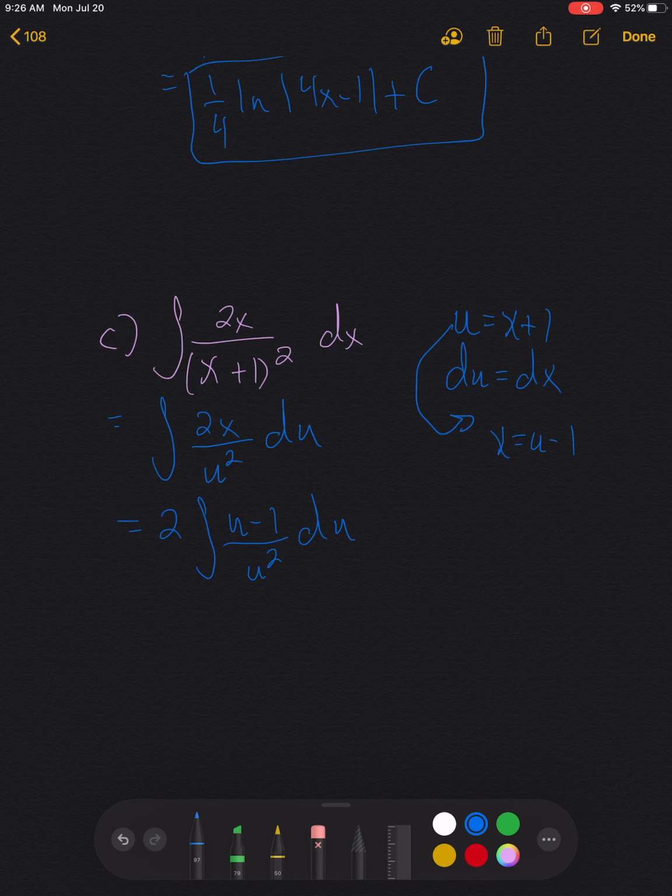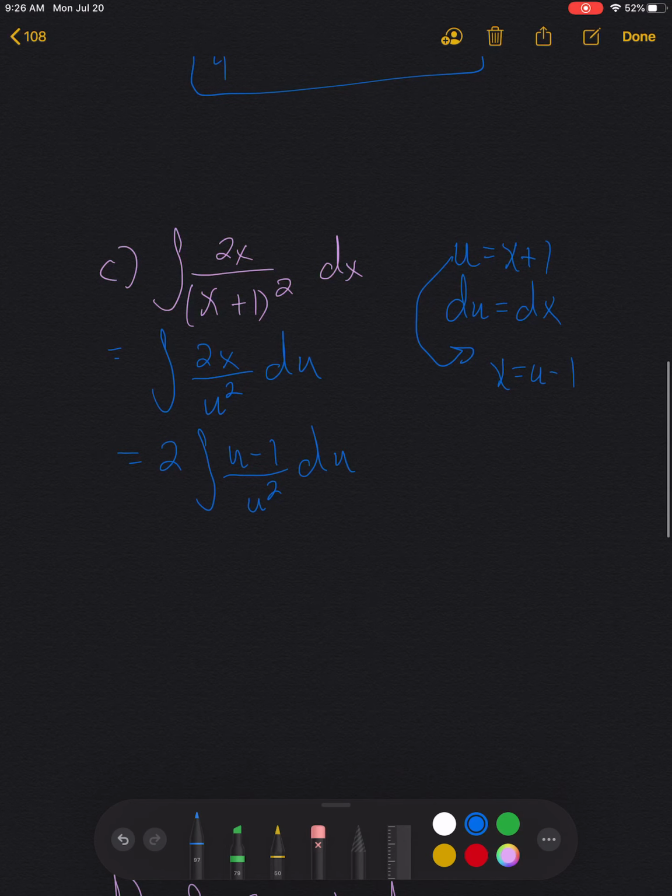If we'd set u to be equal to x plus 1 squared, then we would have to square root both sides, and that would get much messier. But picking a linear u, like x plus 1, allows us to easily rewrite it in terms of x. So let's separate this into 2 separate integrals. We have the integral of u over u squared, that's 1 over u, minus the integral of just 1 over u squared du.